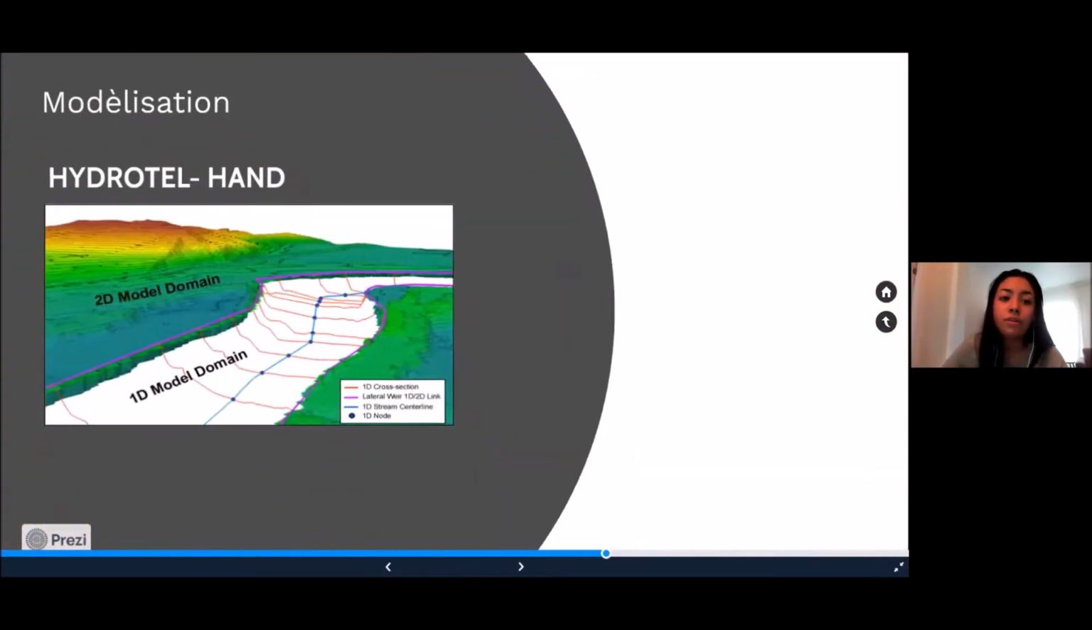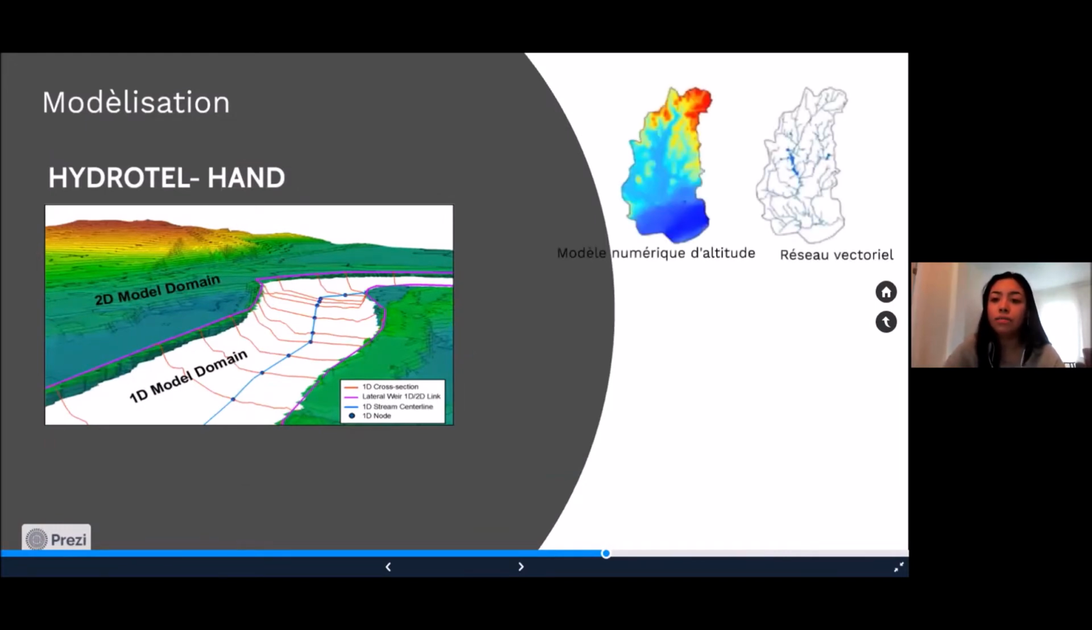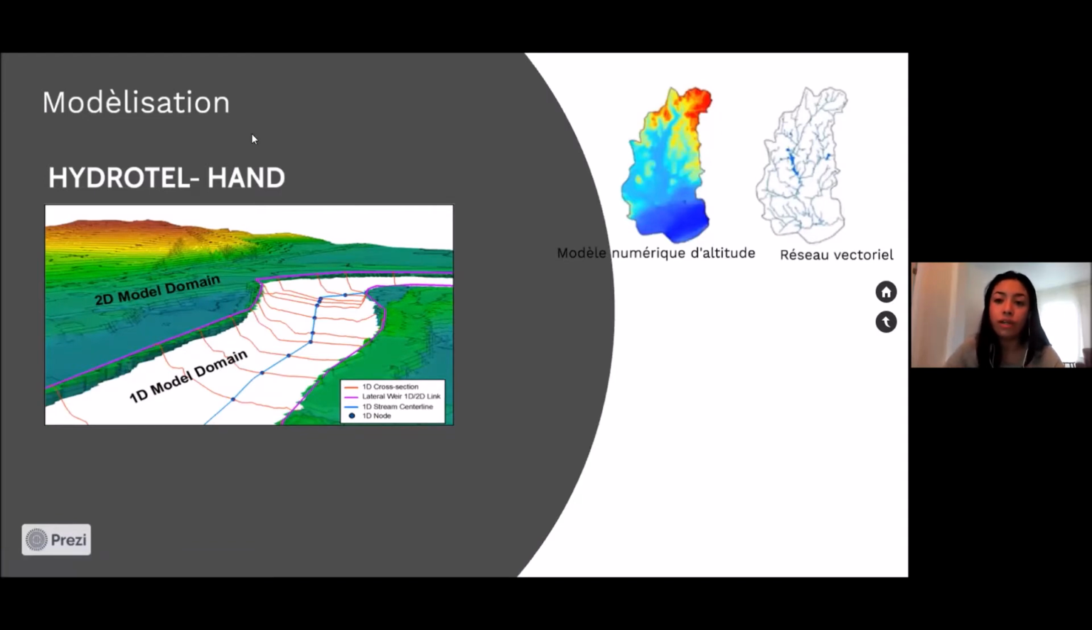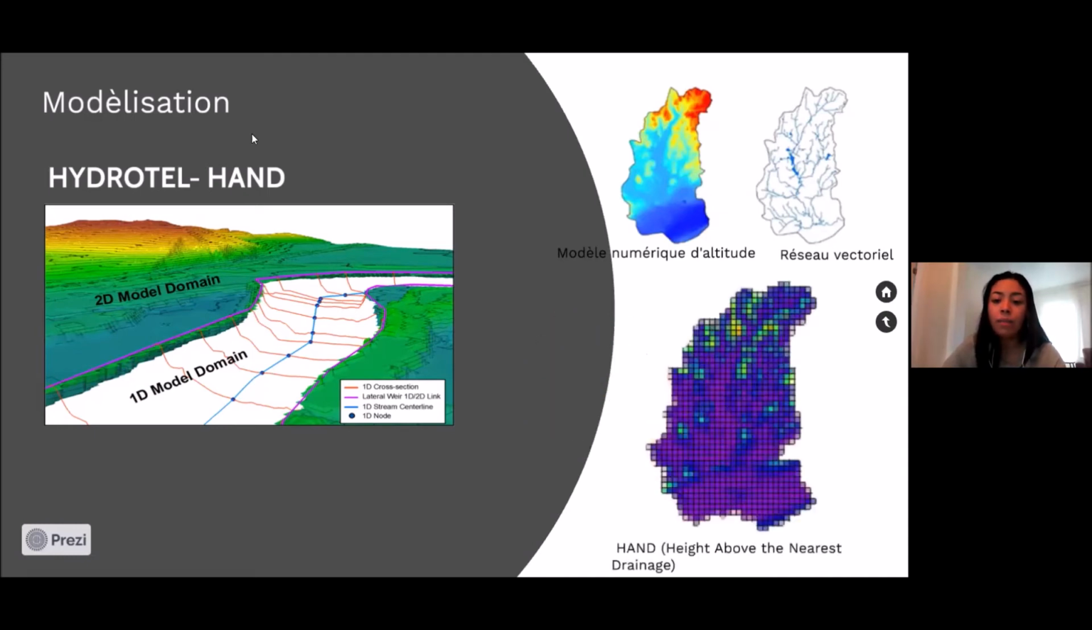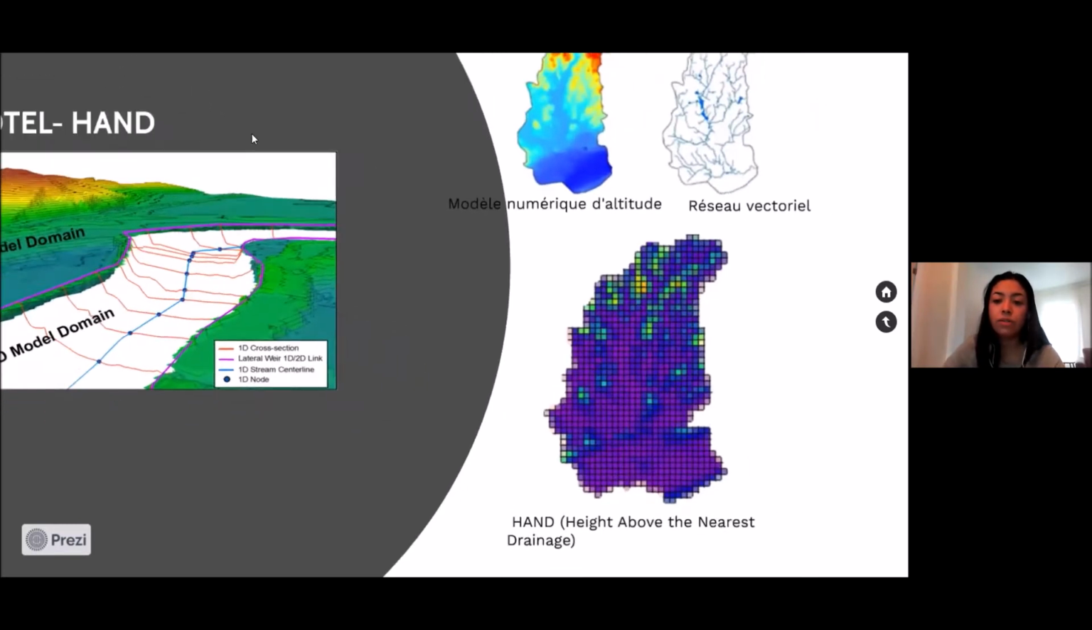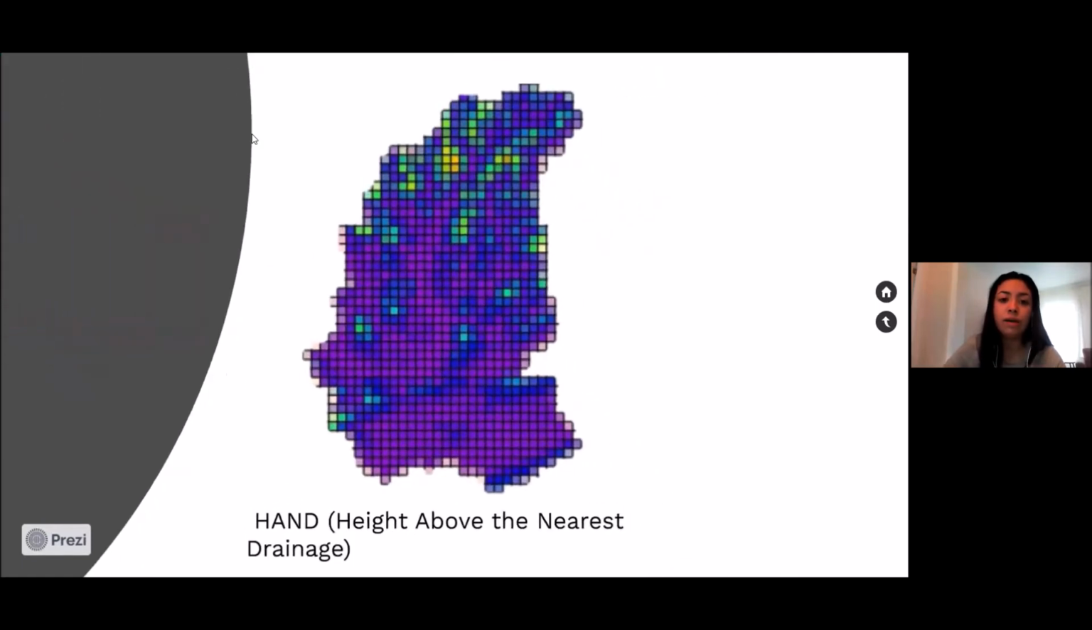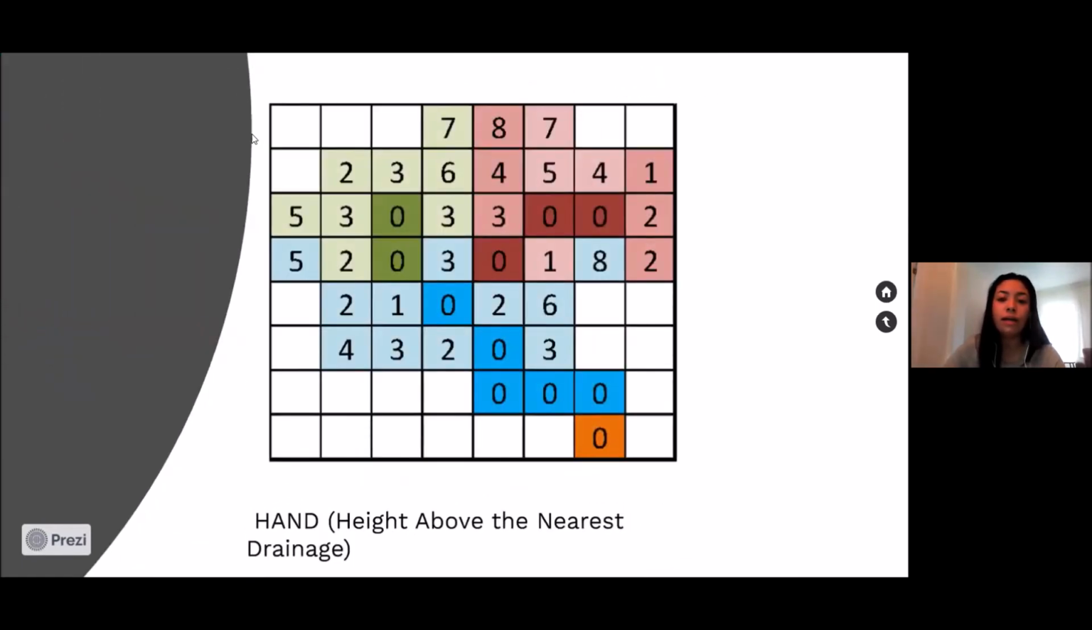In hydrological modeling, like Hydrotel, from a numerical digital elevation model and a stream network, we can obtain the flows by the Manning equation. But to find the height of the water, we can use the HAND model. It means height above the nearest drainage. It's basically a matrix that provides information about the necessary amount of water to inundate a pixel, or to know if a pixel is flooded or not.